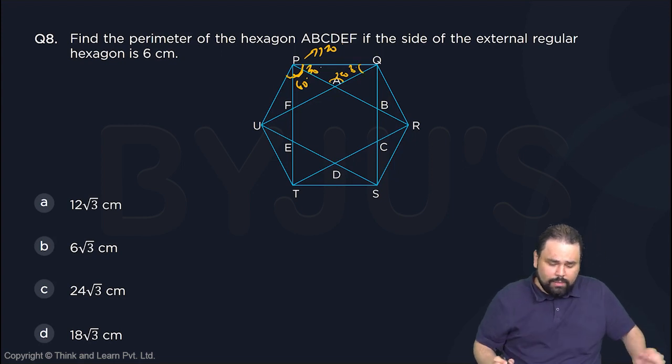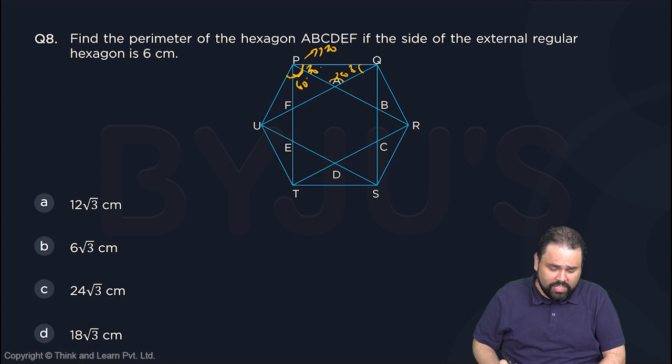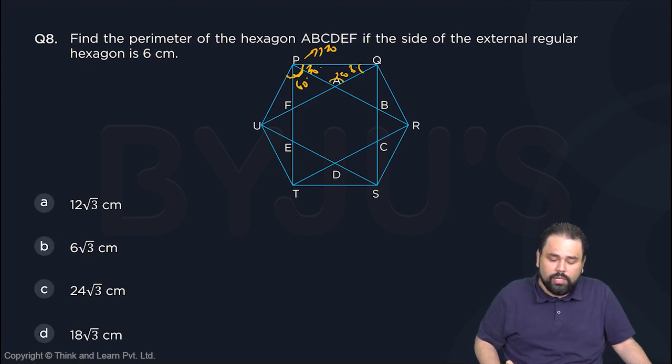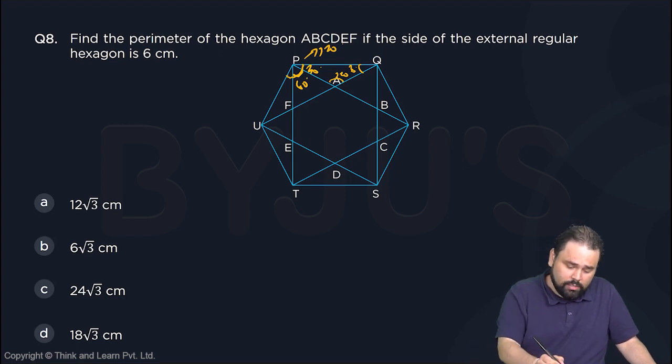So this is 30. This is 30. Now the whole point is, what do we need? We need A, B, C, D, E, F. So I need to find the value of AB first. AB is like AF or something, and then I need to find the value of BC. That is predominantly what we are looking at. Is that clear? Cool.